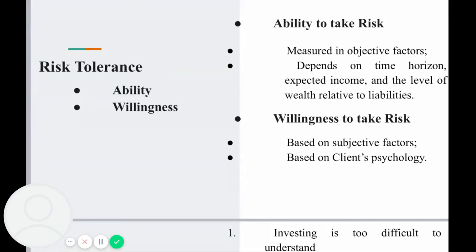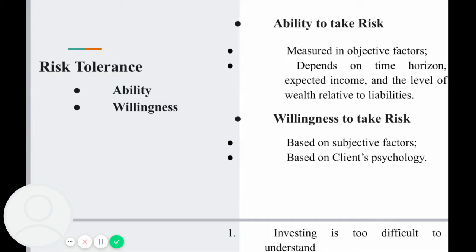So in order to determine the risk objectives, we need to understand the risk tolerance of the client. A client's risk tolerance is a function of ability and willingness to take risk. The ability to take risk of a client can be measured based on objective factors like how much time horizon the client has, the expected income of the client, or the level of relative wealth of the client compared to his or her liabilities.